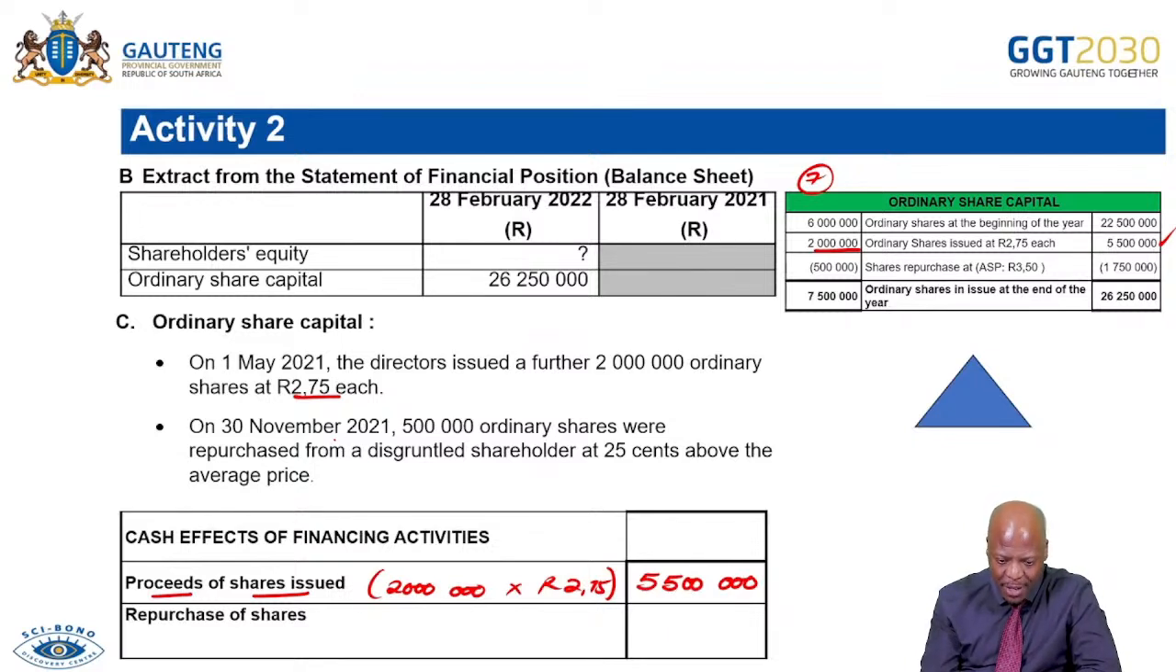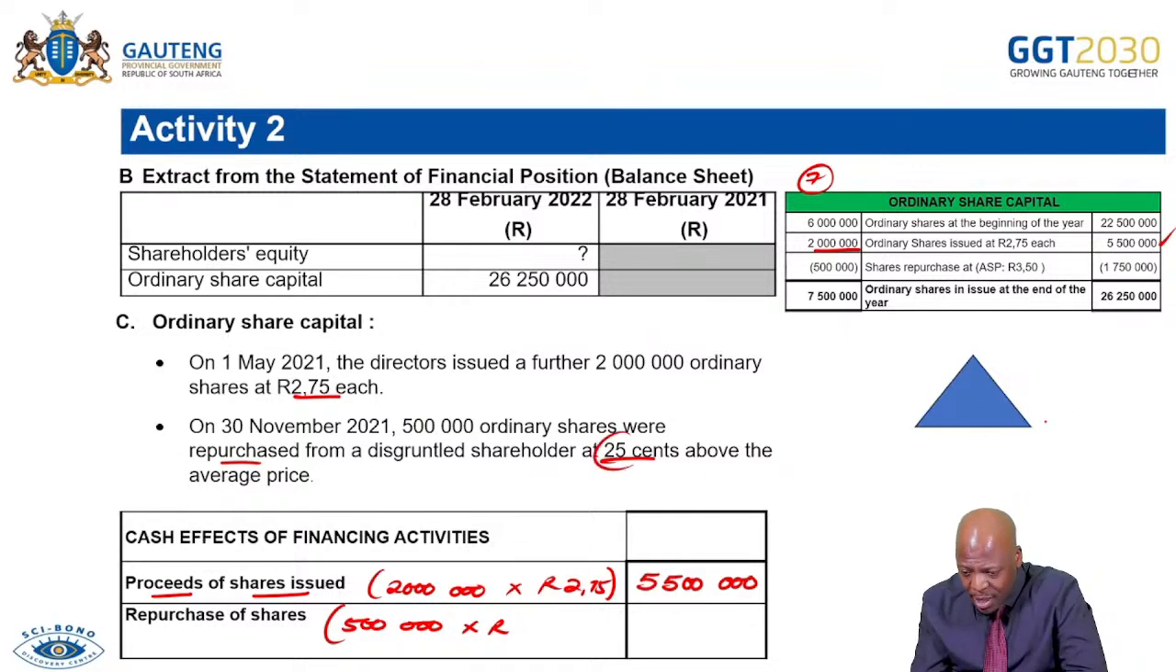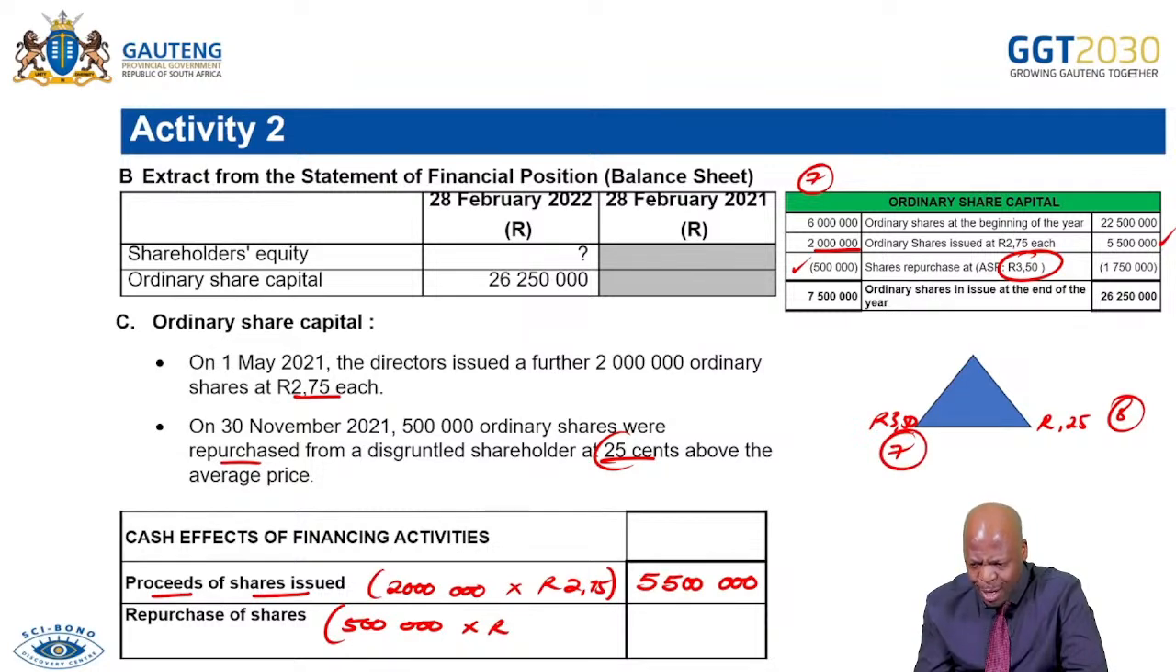And then the next one is the repurchase of shares, where you're told that 500,000 ordinary shares were repurchased from a disgruntled shareholder at 25 cents. So we say 500,000 shares were repurchased. Do I record the 25 cents? No, because the 25 cents goes to note number 8, retained income. Do I record the 3.50? Certainly not, because the 3.50 goes to note number 7. So I have to take the top part, 3.50 plus 25 cents, which gives me 3.75. This is what now goes to the cash flow statement.